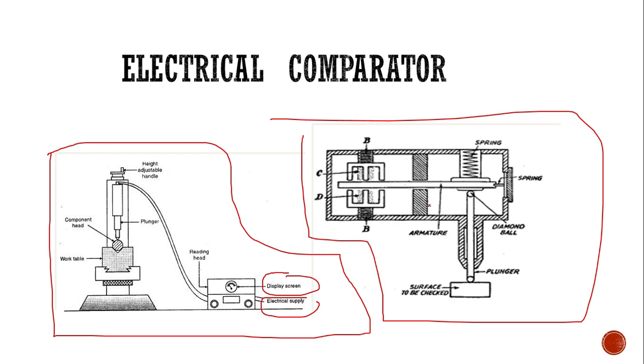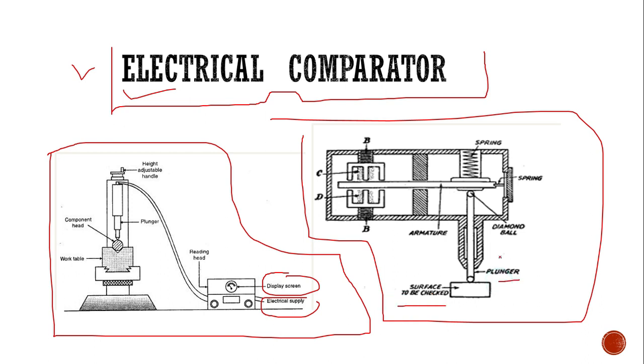Okay, simple. Now why is it called electrical? This is because you will get the magnification in terms of electrical parameters, maybe current, electromotive force, magnetic field, etc. And obviously in electrical you have to make use of electrical windings or magnets, armature, etc. So see, this surface needs to be checked. This is a plunger. If there is a dimension variation, there will be upward or downward movement of this plunger.